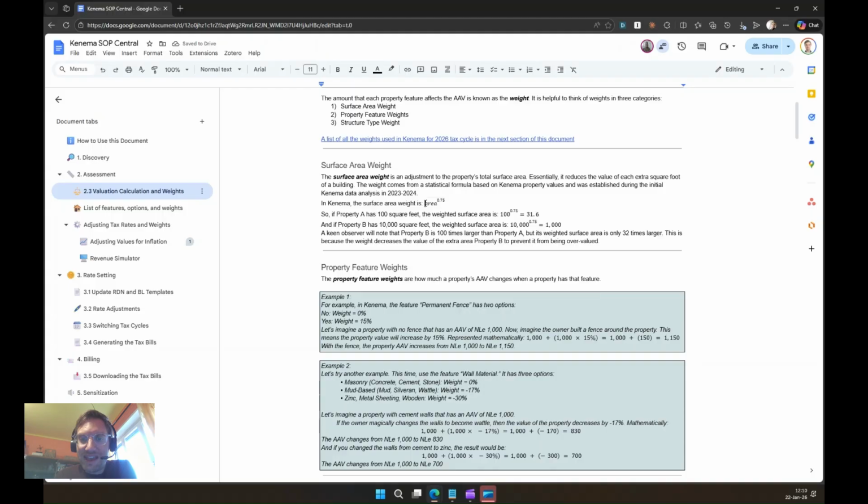And what it is, we take the area of the property, and then if you remember exponents from school, you take the area and you raise it to the exponent of 0.75. So if you have a property of 100 square feet, that means when you use the weighted surface area, you take the 100 square feet and you apply the weight of 0.75, you get 31.6.